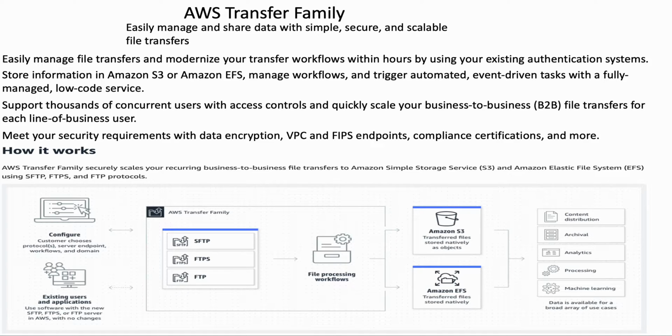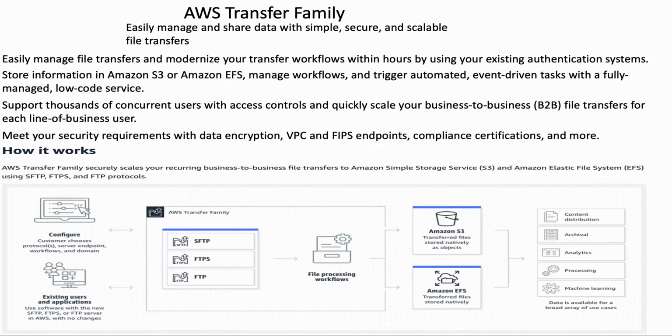It also stores information within Amazon S3 or EFS. Those are the two options available as of now with this environment, S3 and EFS, to manage your workflow and to trigger automated event driven tasks with a fully managed low code service. It also supports up to thousands of concurrent users with access control and is quickly scalable for your business to business file transfer for each line of your business user. So you don't have to worry about the scalability factor over here. It supports up to 1000 concurrent users, and it's more than that. That's just a number.